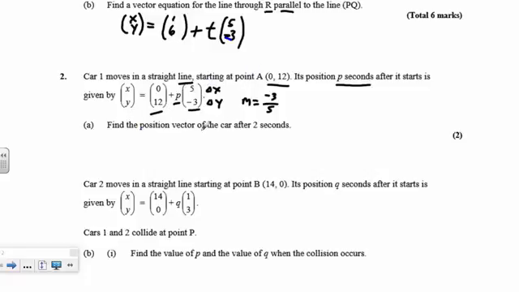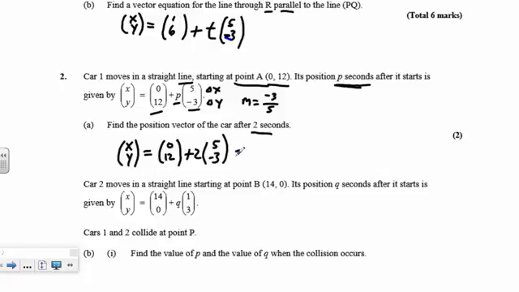Find the position vector of the car after 2 seconds. Keep in mind that P represents a second, so they're telling you P is 2. So let's actually find this. We have to find x, y, the position of the car after 2 seconds. It starts off at (0, 12). That's its starting point, it says right here. P right here is 2, and then we keep the direction vector (5, -3).